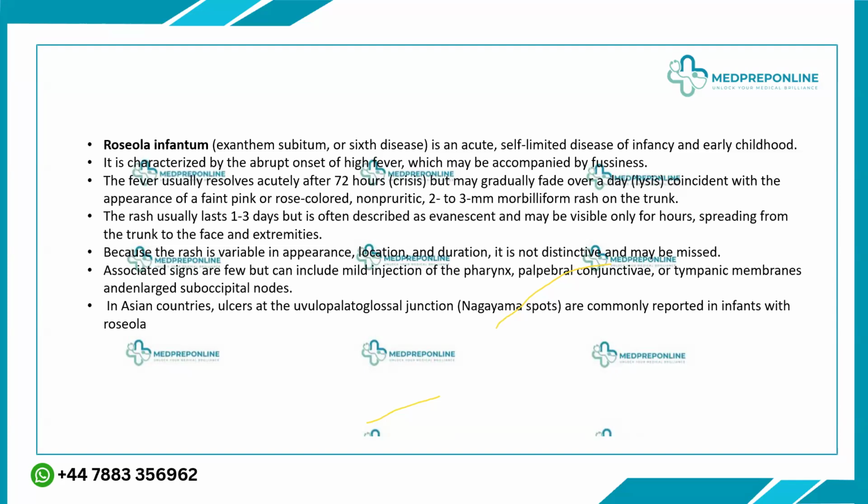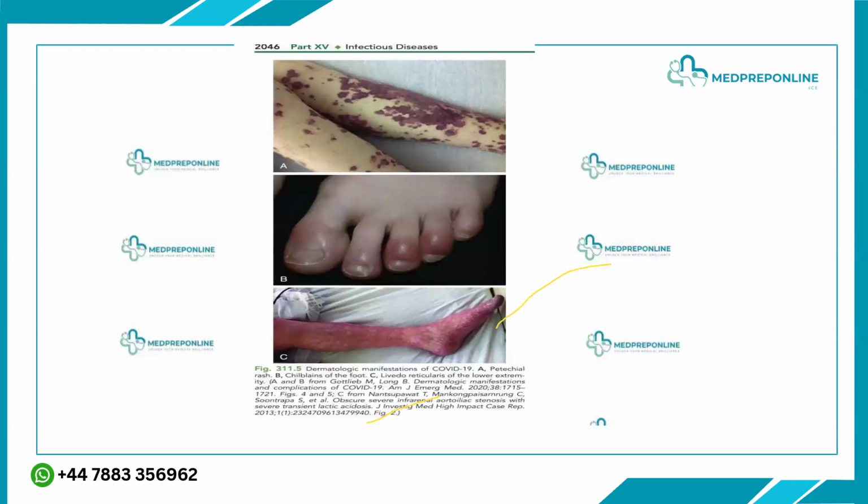तो रोजियोला इन्फेंटम में जब लीजन्स बनती है, faint pink and rose colored, non-pruritic morbilliform rash on the trunk after the fever settles. The rash usually lasts 1 to 3 days, which is often described as evanescent and may be visible only for hours, spreading from the trunk to the face and extremities. Because the rash is variable in appearance, location, and duration, it is not distinctive and may be missed. तो ये rash इतना मार्क नहीं होता कि हम इसको पिक कर लें. ठीक है, एसोसिएटेड साइंस और सिम्टम्स को हम नहीं पढ़ते, वो हम इंशाल्लाह इन्फेक्शियस डिजीजेस में पढ़ेंगे.